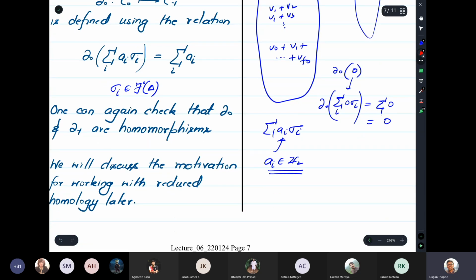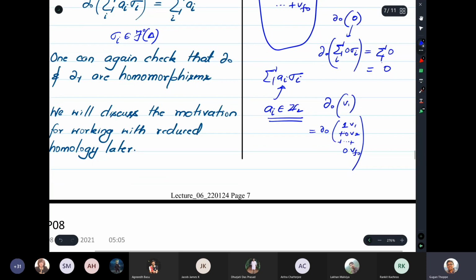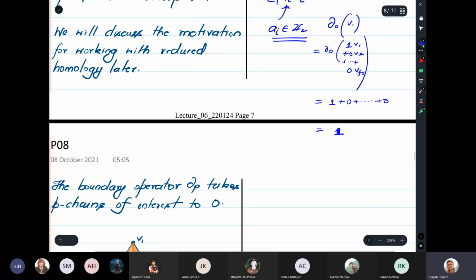Now let's see what happens if I map ∂0 of one vertex, let's say that vertex is v1. You have to interpret this v1 as 1 v1 plus 0 v2 plus and so on, all the way up till 0 v_f0. Our definition of this ∂0 operator is that you take the coefficients and add them up. I hope you agree that the answer to this will be 1. Similarly, the output of ∂0 of v2 will be 1, and so on.